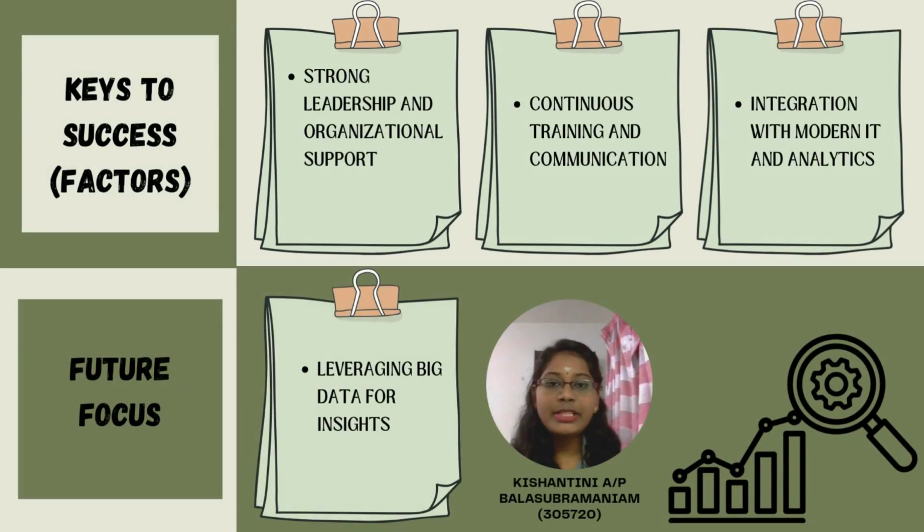Successfully implementing ABC and ABM systems hinges on several critical factors that ensure their effectiveness and sustainability. First, strong leadership and organizational support are vital. Senior management should be committed to the initiative, actively championing the system, and fostering a culture that values data driven decision making. Second, continuous training and ongoing communication are essential. As these systems are complex and evolve over time, regular education helps staff to understand their purpose and proper use, promoting user engagement and system accuracy.